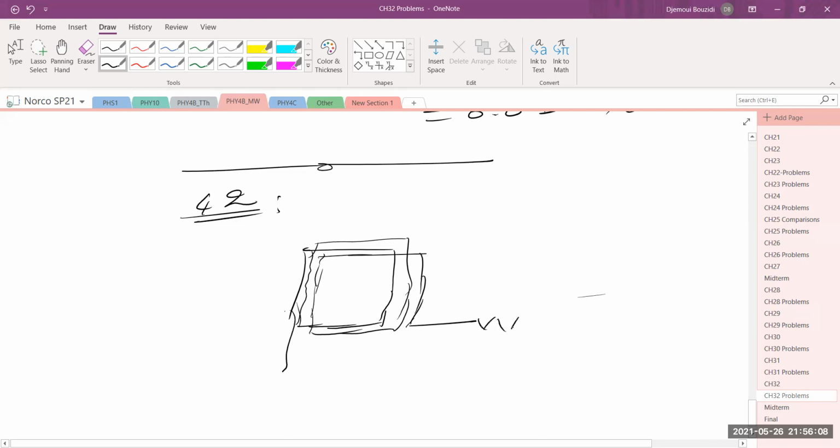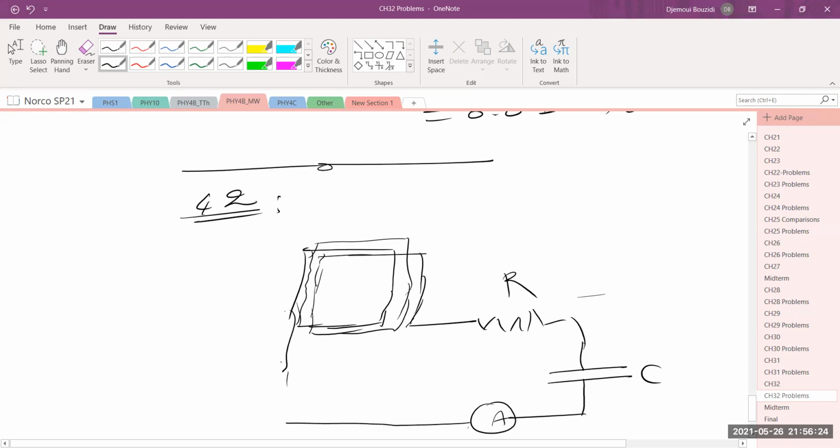And here I have an R, and here I have a capacitor, and here I have an ammeter. Usually it's a galvanometer actually, because the currents usually are not that strong. And I'm supposed to find the current that is going to flow through this one.